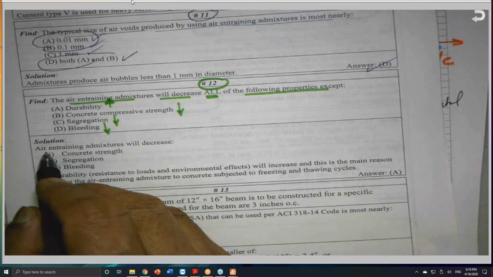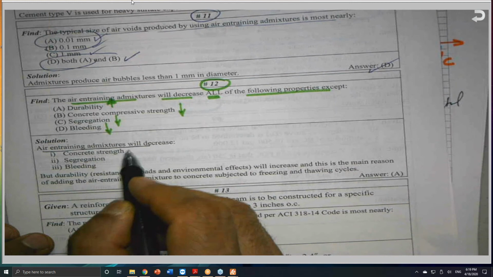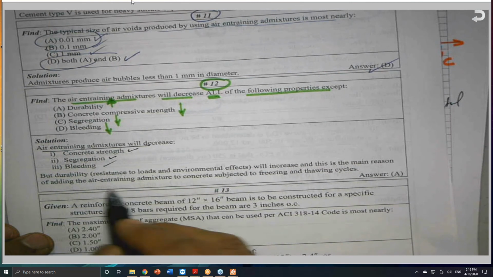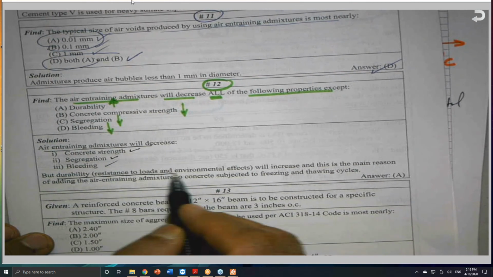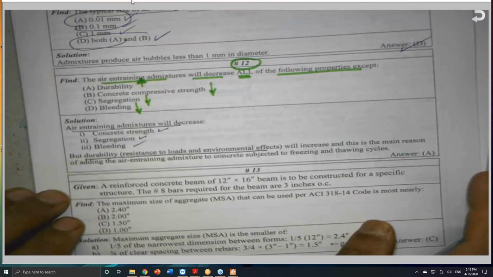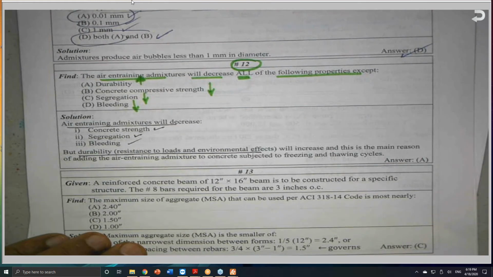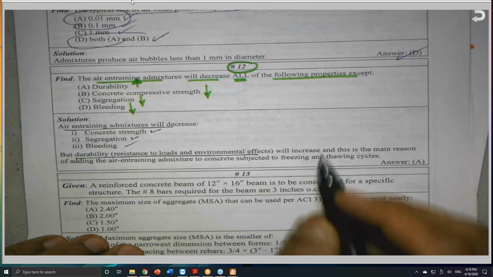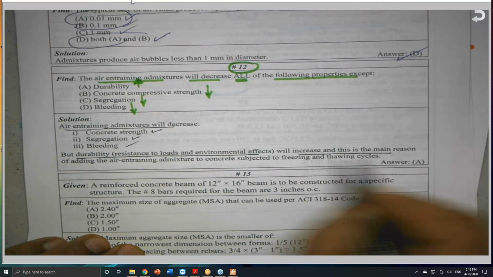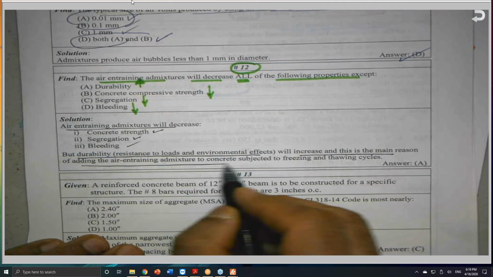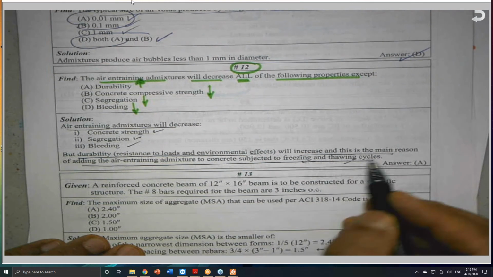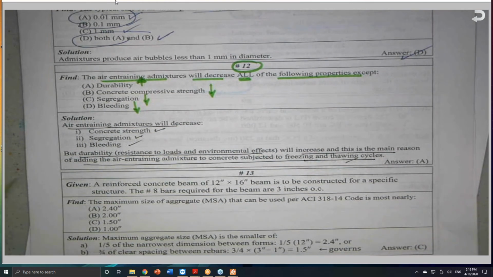So air entraining admixtures will decrease strength and segregation, but durability, which is resistance, will increase, and this is the main reason for adding them: exposure to freezing and thawing cycles. So we need to be aware of that.